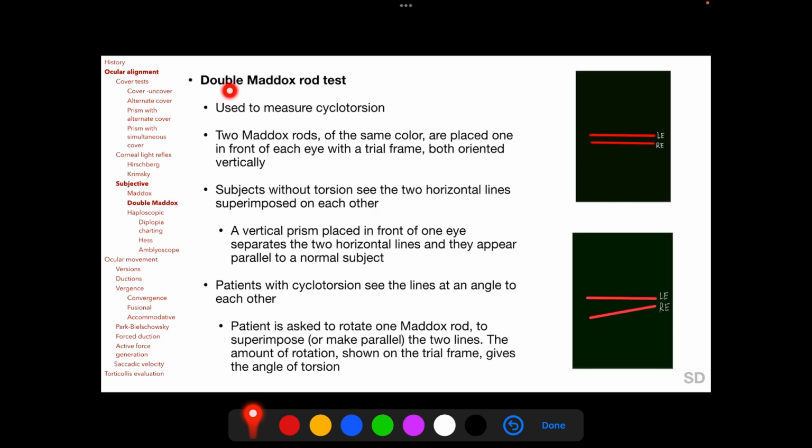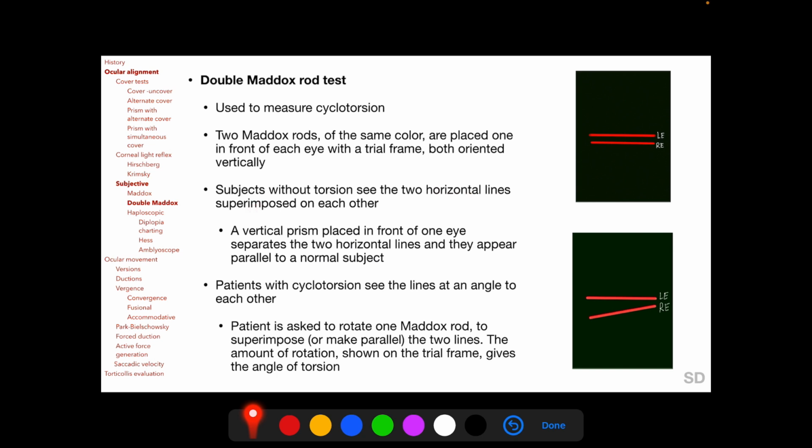The double Maddox rod test is used to detect and measure cyclotorsion. In this test, two Maddox rods of the same color are placed one in front of each eye on a trial frame, and the orientation of the two Maddox rods are the same, usually with their cylinders oriented vertically, so that the patient sees a horizontal line with both the eyes. Subjects without torsion see two horizontal lines superimposed on each other.